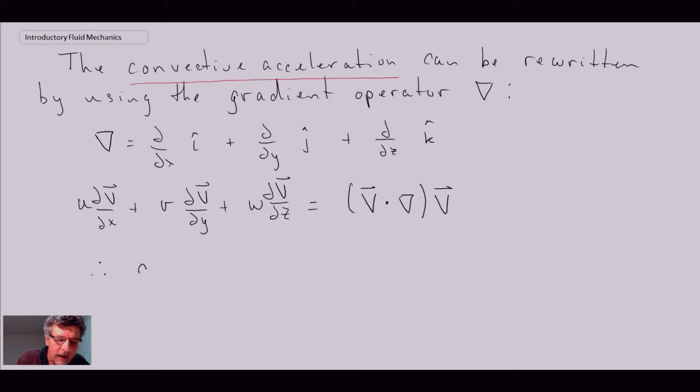Therefore, we can rewrite the acceleration as our local acceleration, which was dv by dt. So this would be for a generic flow. It could be steady, it could be unsteady. If it were unsteady we would keep that term. Plus then what we just wrote using the gradient operator, v dot del, multiplied by the velocity vector v. So this is a form of the acceleration vector in a fluid. And it's kind of an important one, but we'll take a look at this one step further.